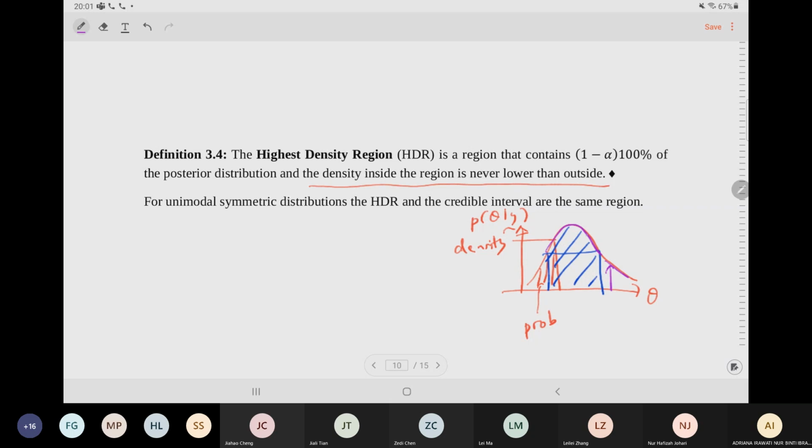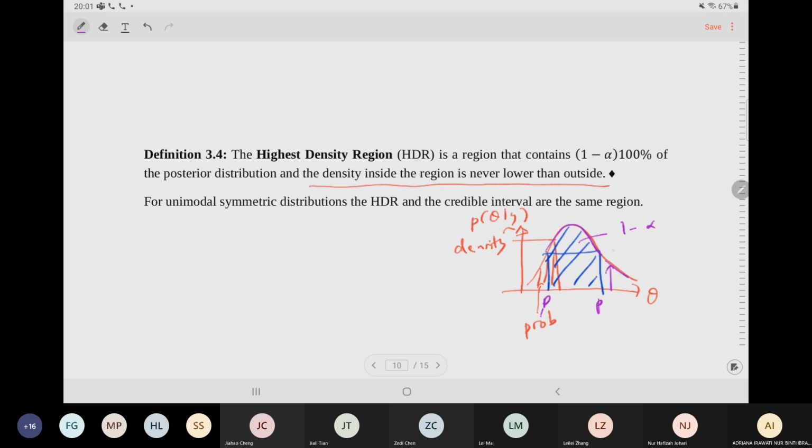So this means that when we find the region, the area inside is still 1 minus alpha. The probability is still 1 minus alpha. But we have to adjust the percentile such that the height of the graph, which is the density, outside the region is never higher than inside the region. This will need you to do trial and error, because there is no formula for this.